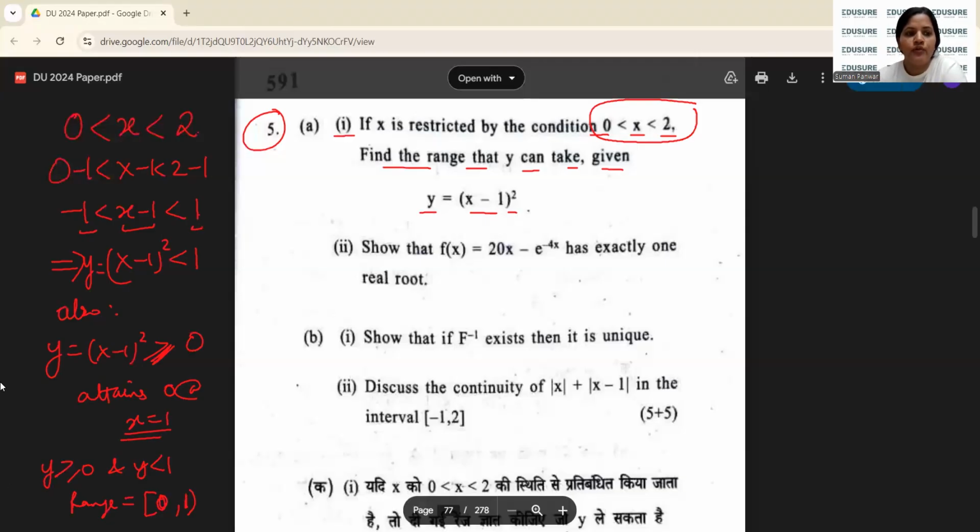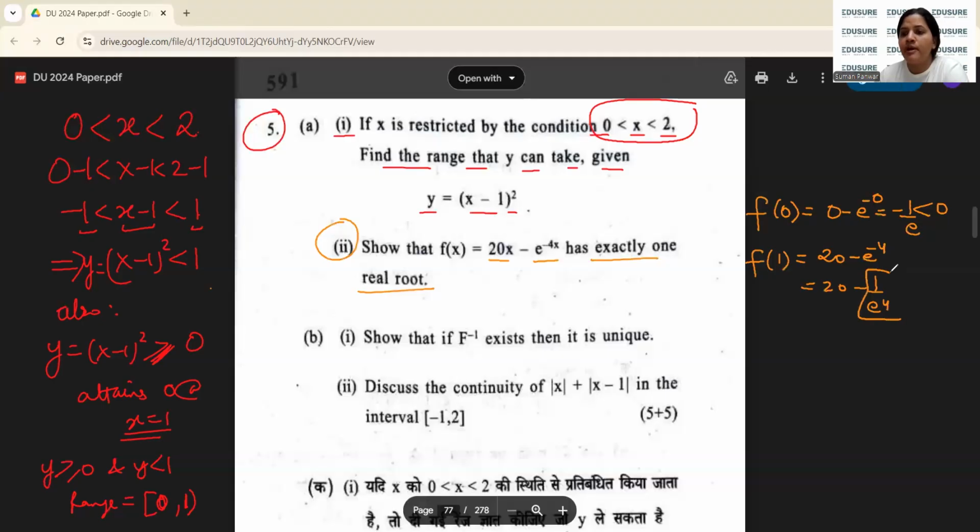Now, part 2. Show that f(x) equals 20x minus e to the power minus 4x has exactly one real root. Okay. Now, let us calculate the value of the function at 0, which is 0 minus e to the power minus 0, which is going to be minus 1 upon e, which is negative because e is a positive number. If we calculate the value of the function at 1, we will have 20 minus e to the power minus 4, which is 20 minus 1 upon e to the power 4.